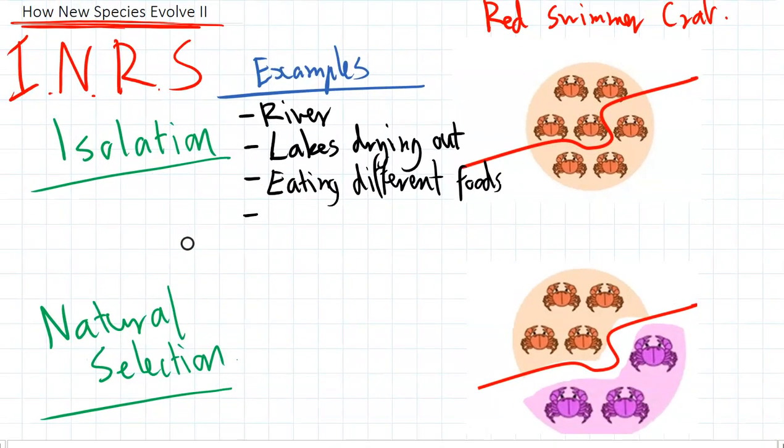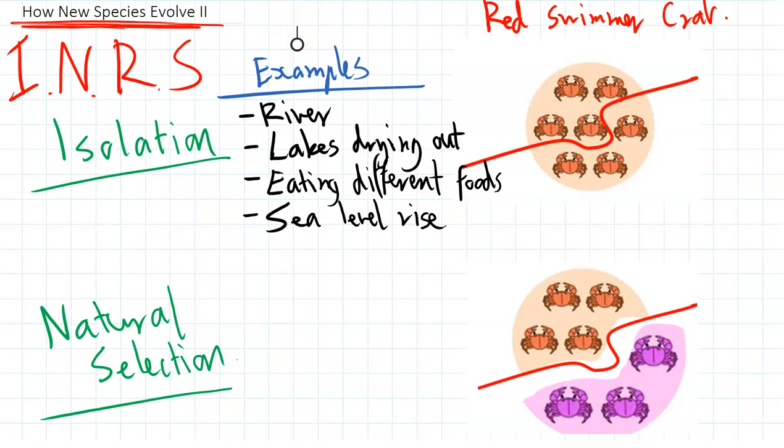We can also have things like sea level rise. That's going to be a really important one in the next 50 years as sea levels rise because of climate change. That's going to cut off sections of land. Islands might be split into two. So lots of species will be isolated into separate populations.